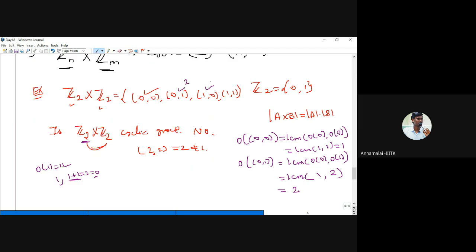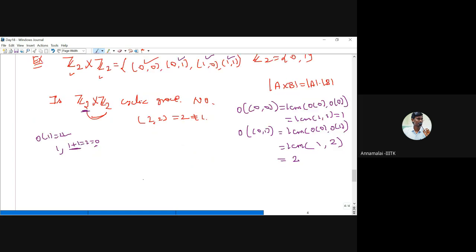Again, you can easily show that the order of this element is also 2, and the order of this element is 1. Now, we know that if G is cyclic, then there is at least one element in the group whose order equals the order of the group. I already said that in the theorem. Suppose the order of the group is the same as the order of some element a, if and only if the group is a cyclic group.